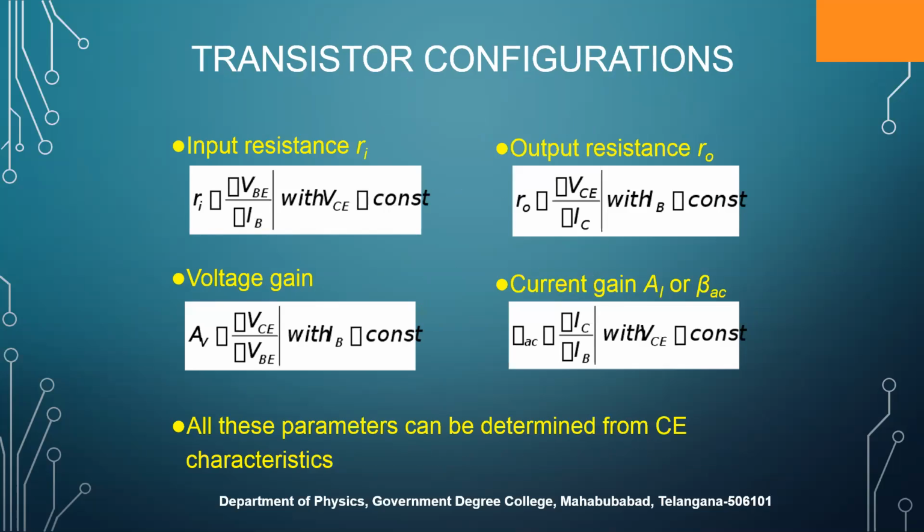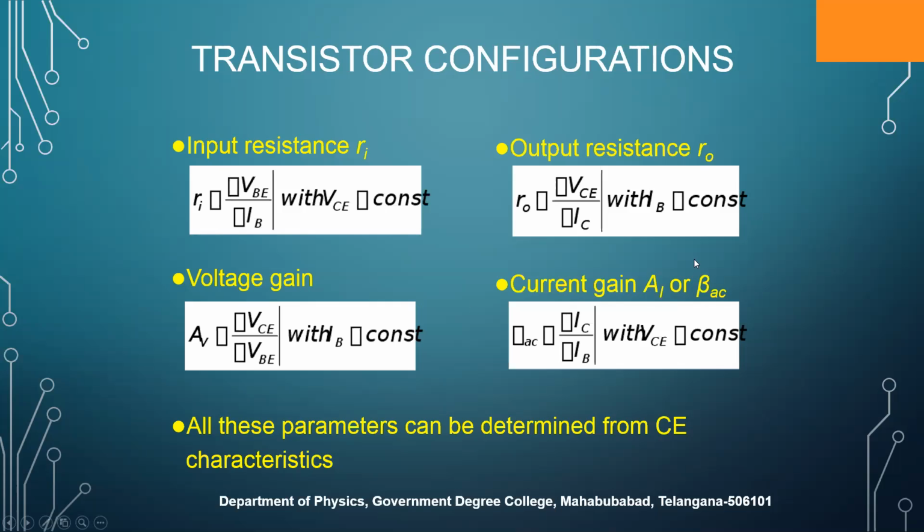for common emitter configuration. Input resistance Ri is equal to delta VBE divided by delta IB with VC constant. Voltage gain AV is equal to delta VC by delta VBE with IB constant. Output resistance RO is equal to delta VC divided by delta IC with IB constant.